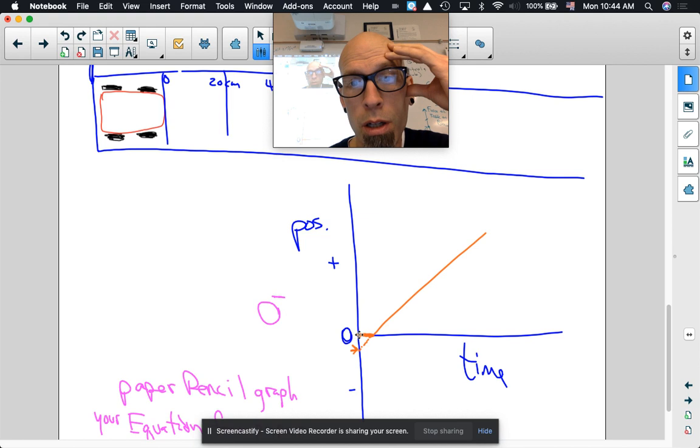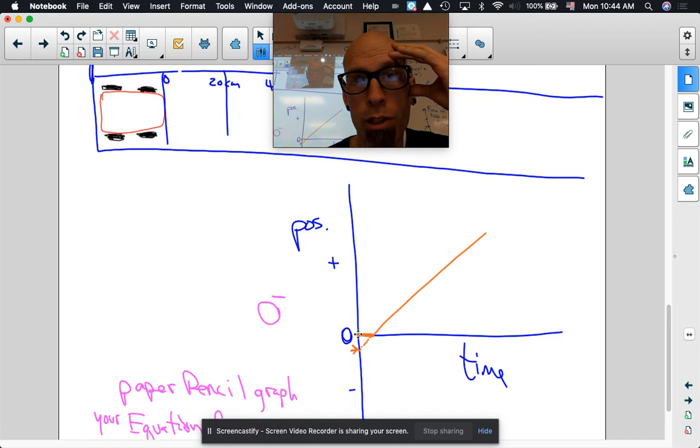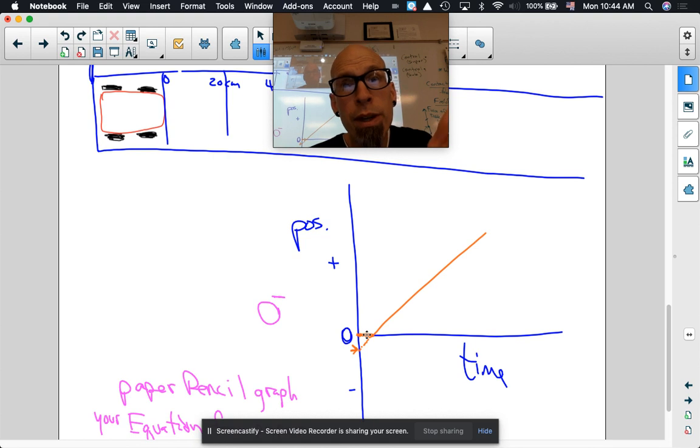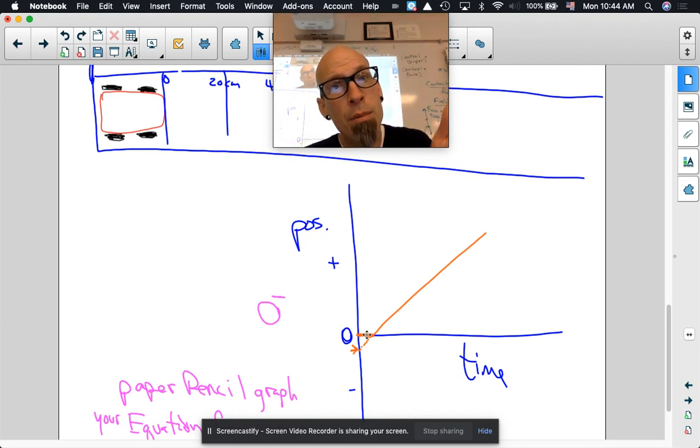In other words, where was the car when the clock started? At position 0, right here at the origin. And where was it sometime later? Still at the origin. Where was it sometime later? Still at the 0 position at the origin. But it's moving on down the time axis. The time's getting bigger, but the position isn't changing. It's just staying at the same place.